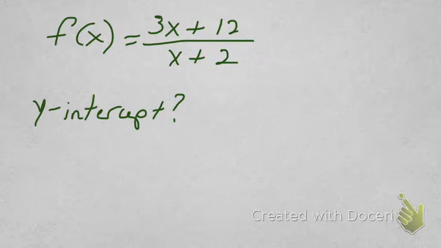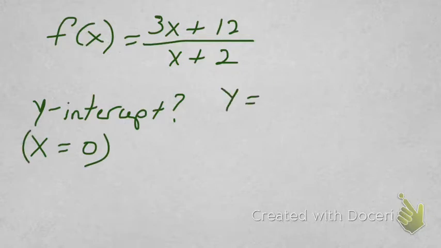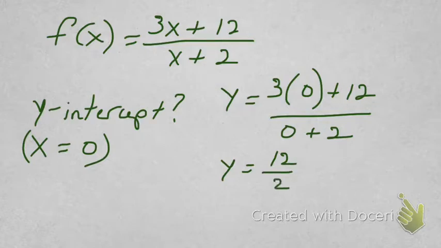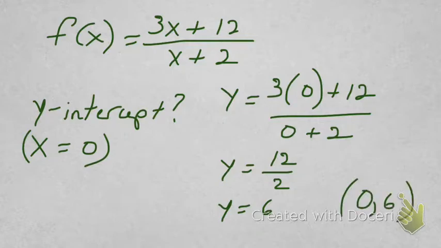Now, when you find a y-intercept, you do so by putting a 0 in for x. If you put a 0 in for x, you could just cover it up, pretend like it isn't there. Or we could take the usual route, substituting 0 for x and solving for y. That's 3 times 0 plus 12 over 0 plus 2. That's 12 over 2, which is 6. We would express this y-intercept as an ordered pair, (0, 6).